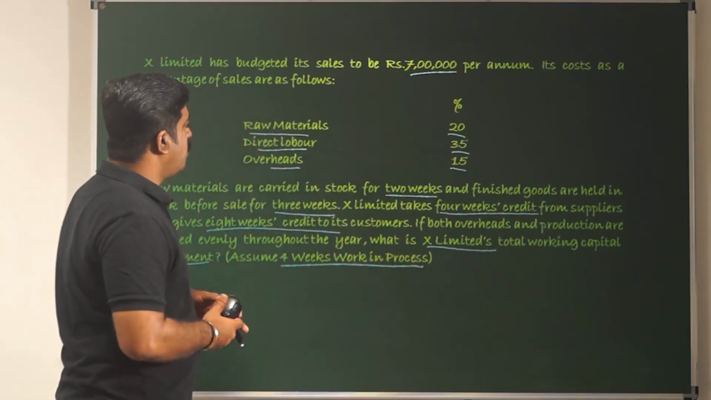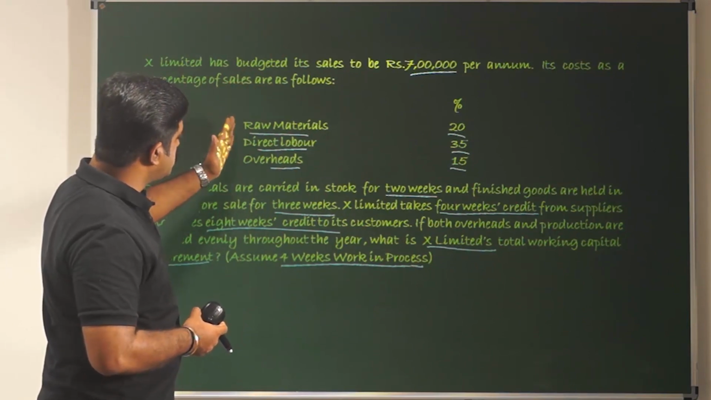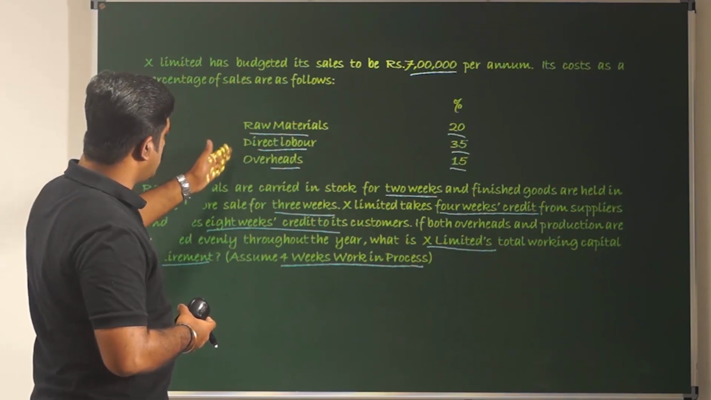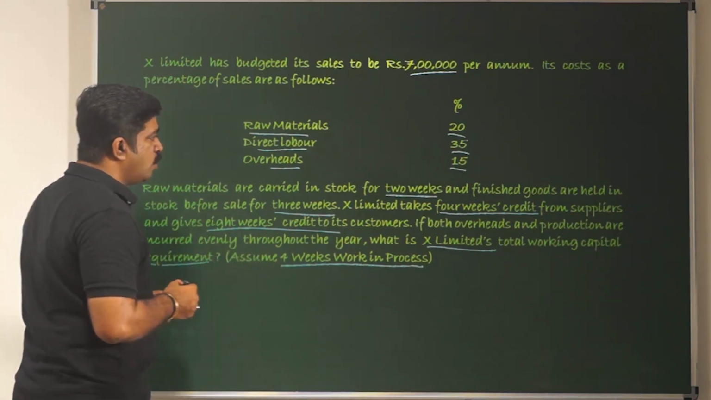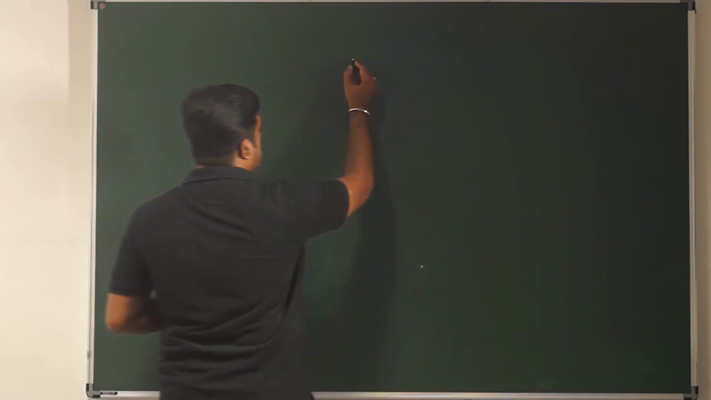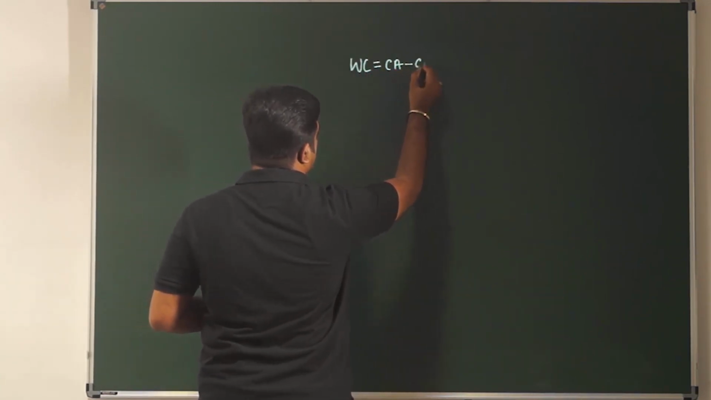Now this is a problem where you are given information about sales, your cost of production, cost of sales, and the components: raw material, direct labor, overheads. You are asked to find out the working capital requirement. Now, what do we mean by working capital? When we say working capital, it is basically current assets minus current liabilities.